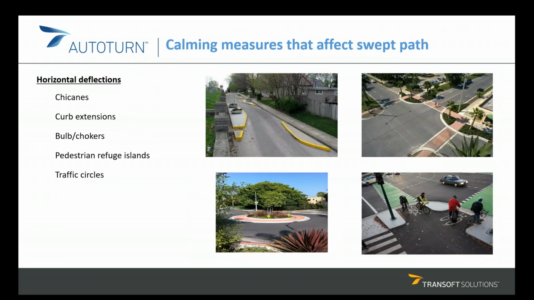So the most commonly used horizontal deflection methods are chicanes, curb extensions, bulb chokers, pedestrian refuge islands, and traffic circles. These methods deliberately make the vehicle slow down or alter its normal path, which creates higher driver attentiveness and a safe environment.